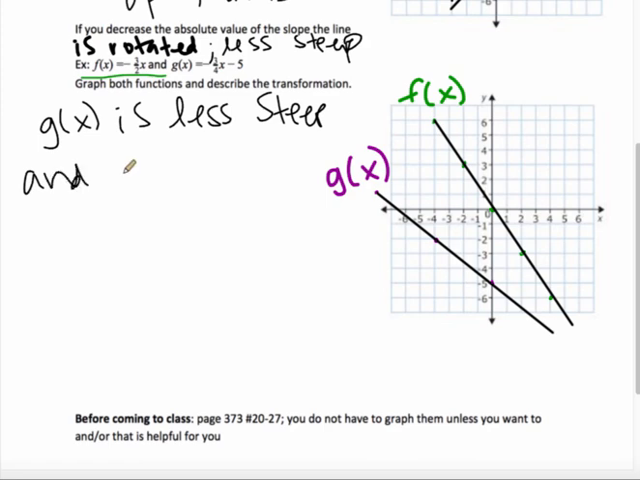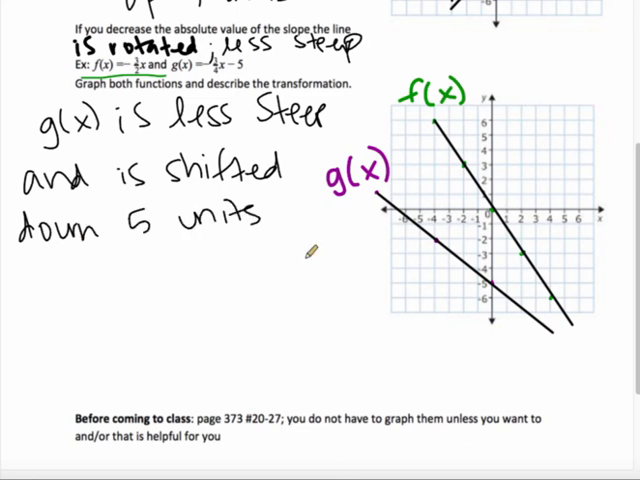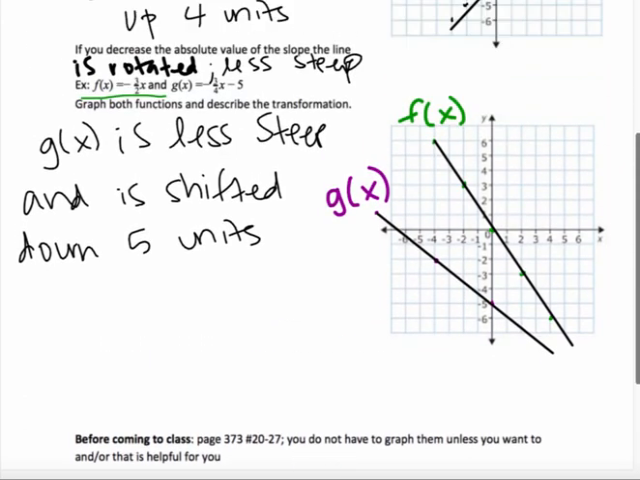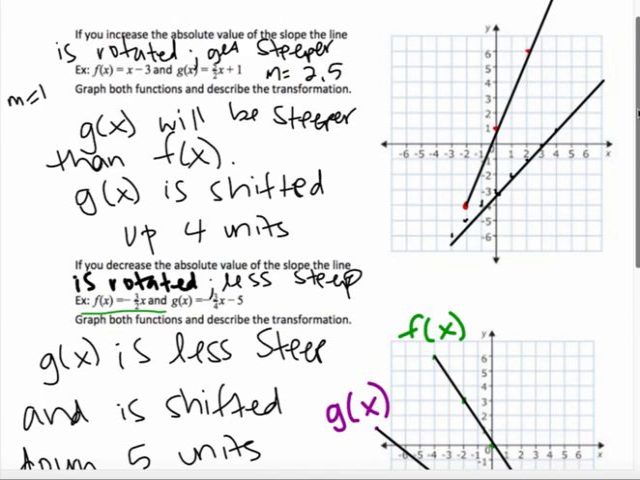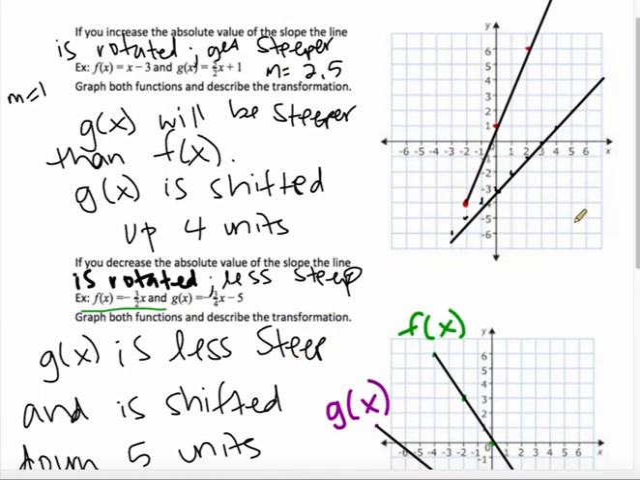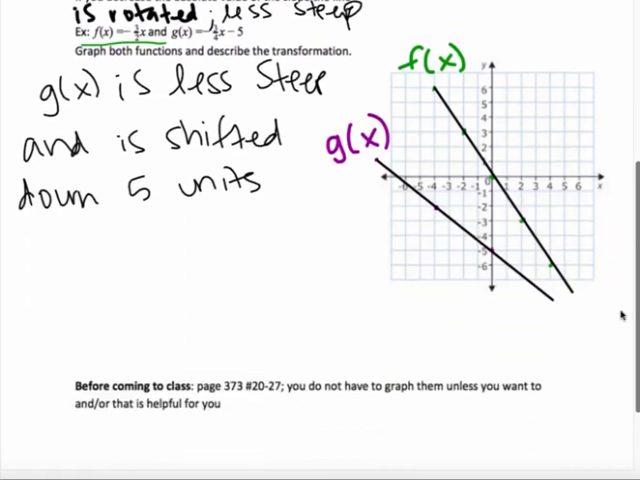And it's shifted. How is it shifted? Well, from here to here is down 5. Down 5 units. All right. So that is how you look at transformations, okay? Make sure you look at all the transformations that may be occurring, like in these last two examples, there was more than one transformation happening.